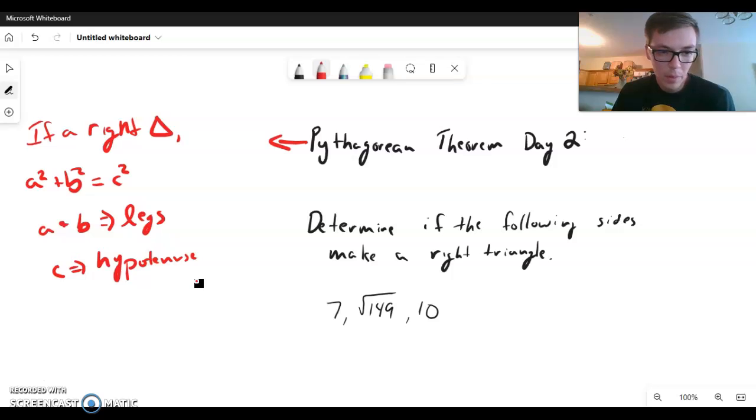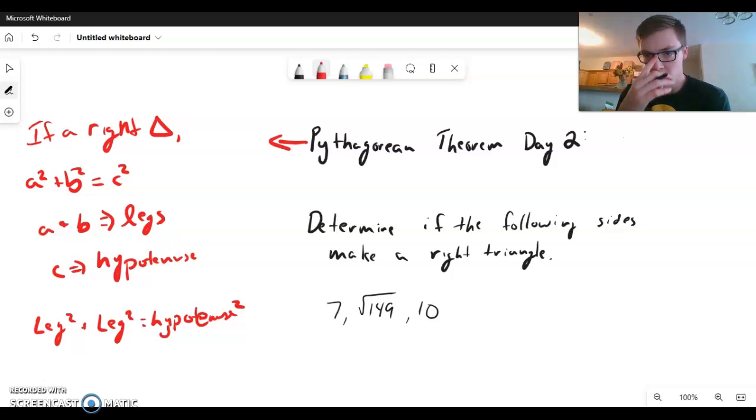But remember, you might also see me say that as leg squared plus leg squared equals hypotenuse squared. If you see that, or if I say that, it's the same thing as a squared plus b squared equals c squared. So that's what we were talking about and found out yesterday.